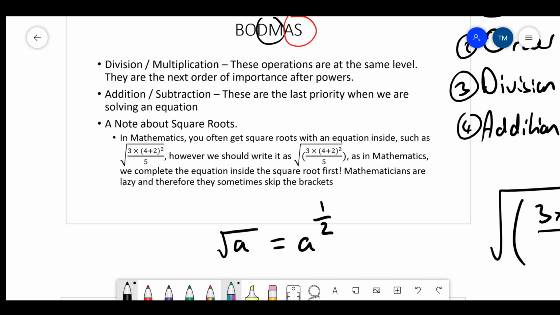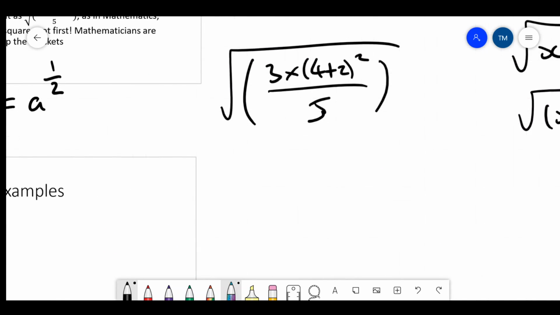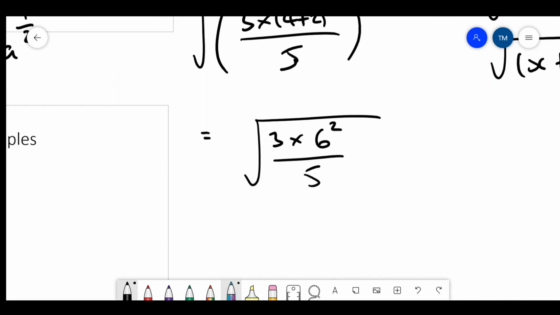The square root is essentially the last thing that we do, but mathematicians are lazy and therefore they don't often put the brackets inside. So let's solve this as an example. We've got 3 times 4 plus 2 squared divided by 5. Our next step is 3 times, we do the bracket first, so 4 plus 2, which gives us 6 squared, and that's divided by 5. And then we do 6 squared, which is equal to 36. So we have 3 times 36 divided by 5.